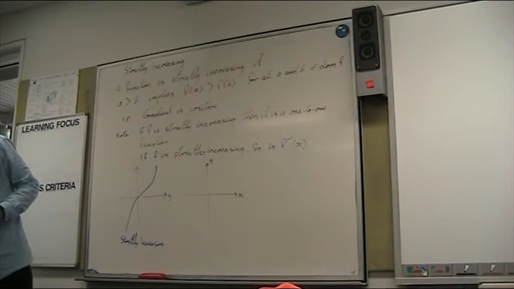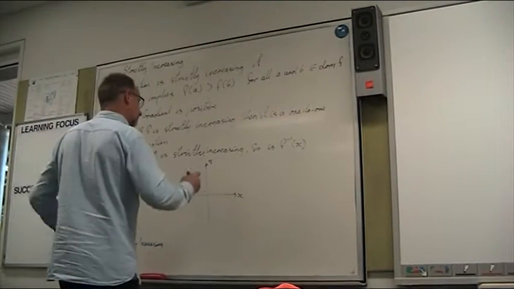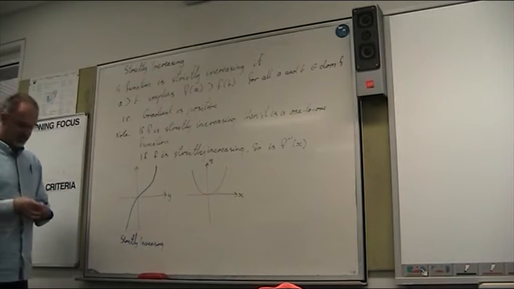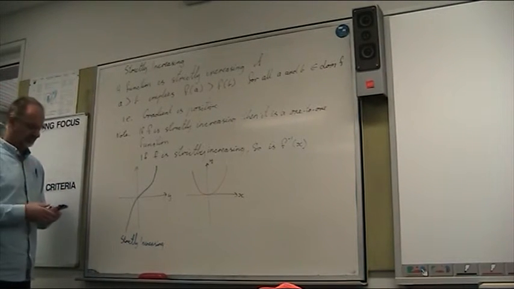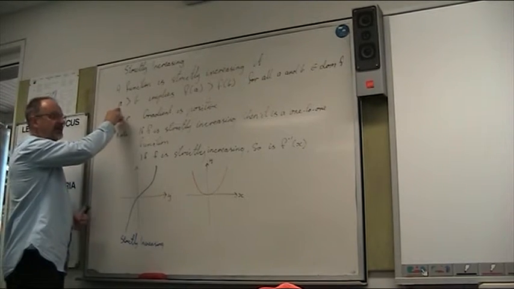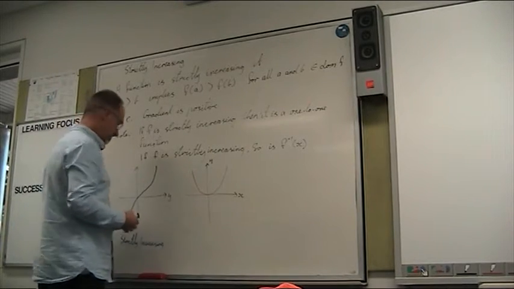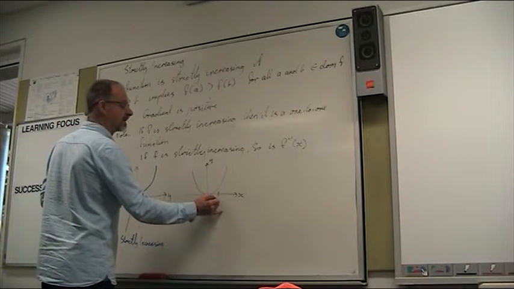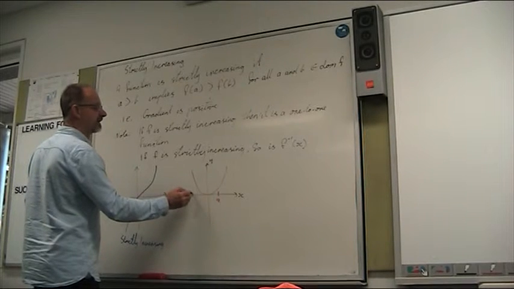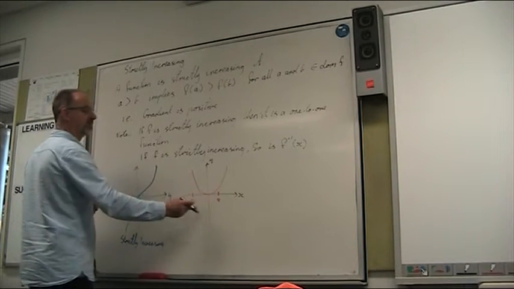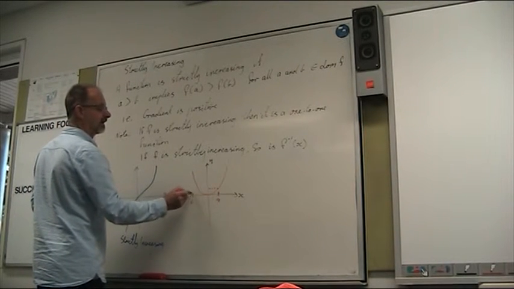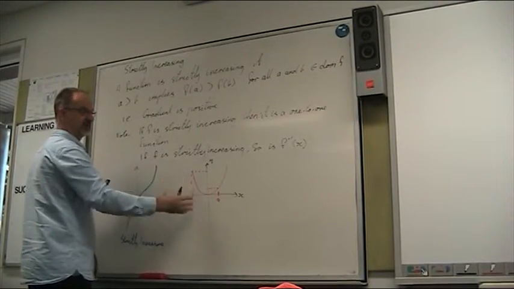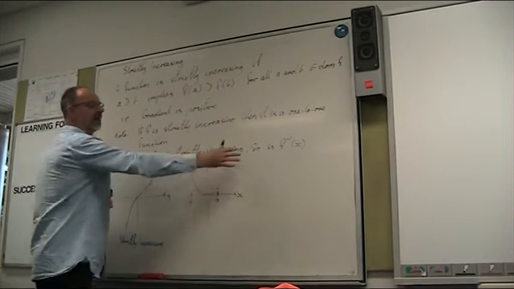Whereas something like this, for example, would not be strictly increasing, because I might choose this x value as my A, and this x value down here as my B, so A is bigger than B. But when I come up to there and look at the y values, strictly increasing says that this y value has to be bigger than that one, which is clearly not. So this is not an increasing function.